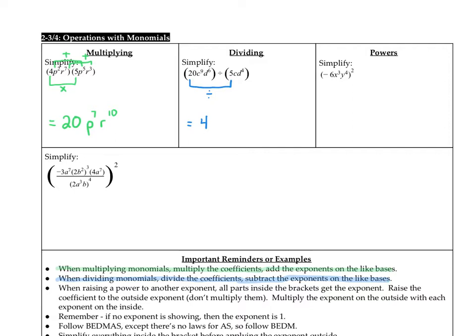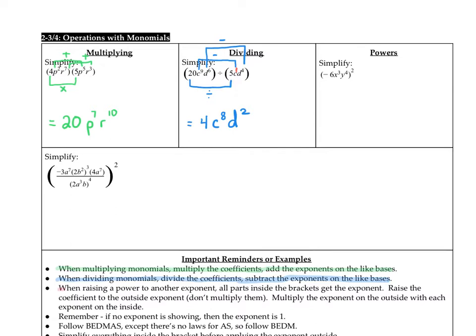Then on the c's, they're the same base. And what you want to remember is on the second c, there is no exponent showing, which means the exponent is a 1. So when you go to subtract them, 9 minus 1 is 8. So that would be c to the 8. And on the d's, an exponent of 6 subtract an exponent of 4 would give you d to the 2.